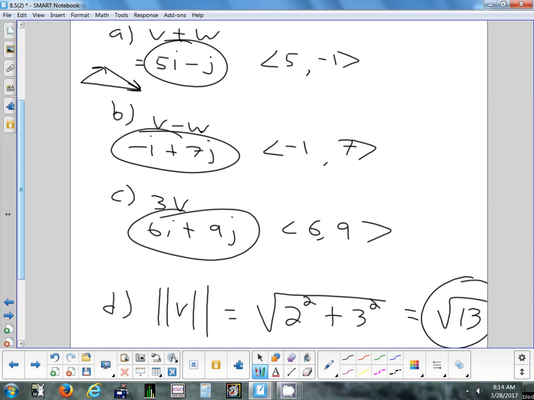Yeah? It doesn't have a direction. Why not? It's just magnitude. Yeah, it's just a number. Yeah, that's all it is. It's just a number. Every other answer is a vector. A, B, and C are vector answers. D is a number answer. Okay? If you're trying to classify what kind of answer you have.